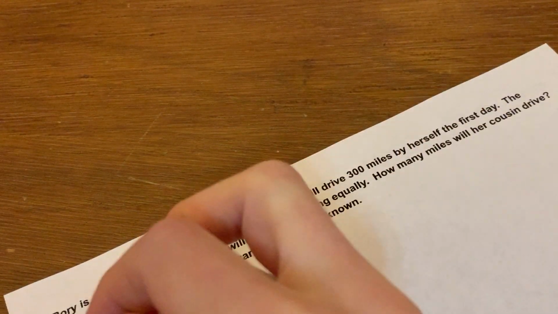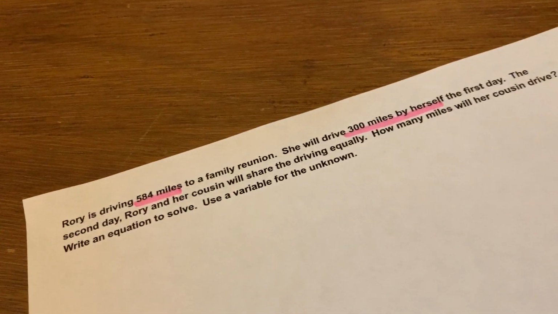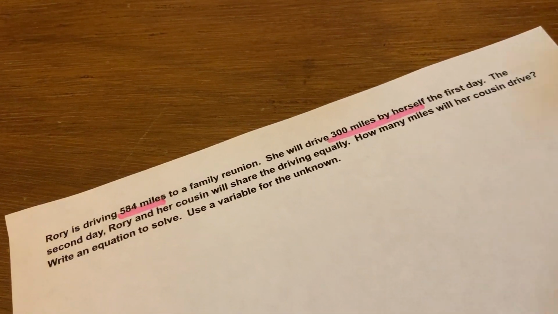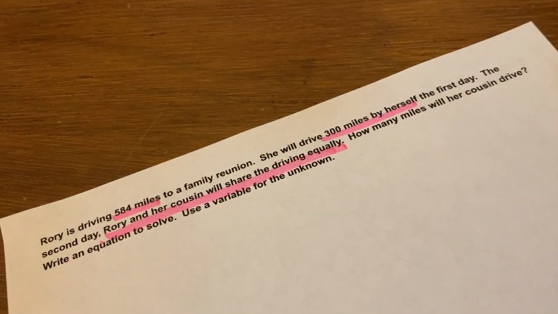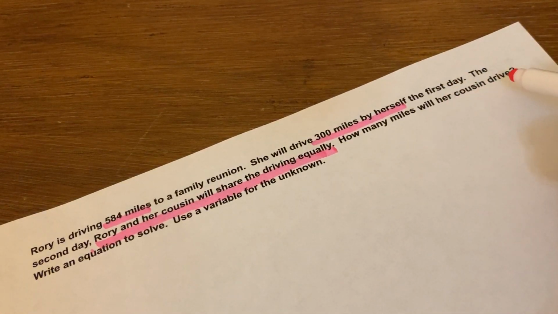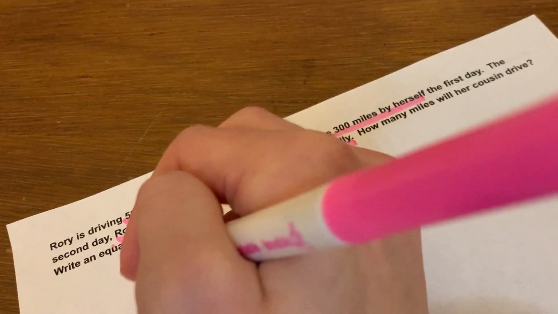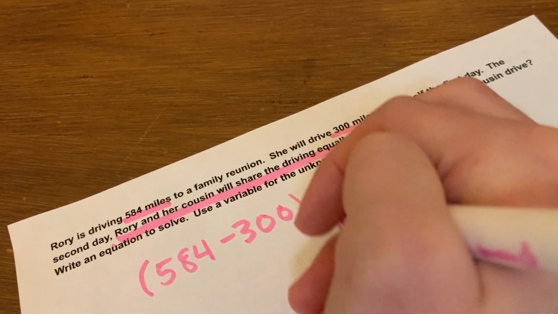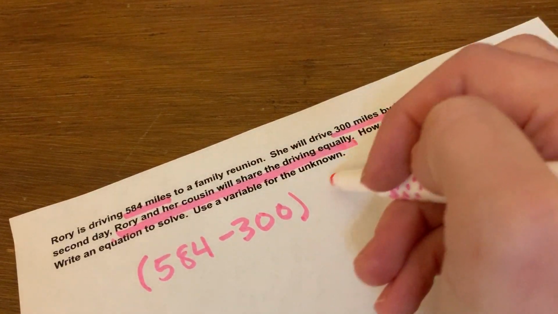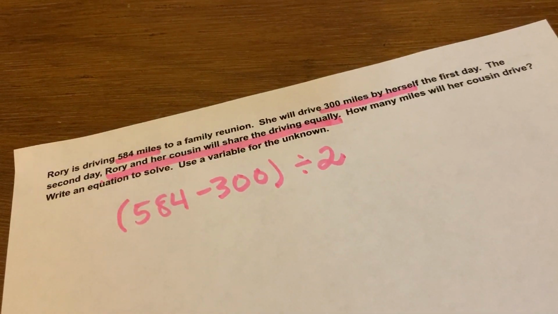Okay, so we know that she's driving 584 miles, and she's going to drive 300 by herself. And then she's going to share the driving equally with someone, so we'll be dividing by 2. We want to know how much her cousin drove. So we need to write an equation to solve. We know there's a total of 584 miles. We're going to subtract 300 of those so that we can figure out how many miles are left. And then we're going to divide by 2 so we can split those in half so that we know how much Rory drove and how much her cousin drove.